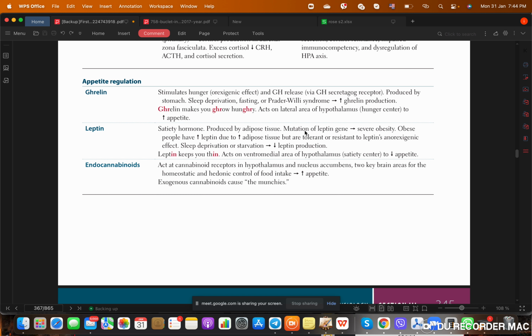Guys, is obesity autosomal recessive, autosomal dominant, X-linked recessive, X-linked dominant, or polygenic? Polygenic. What is another way we can say polygenic?